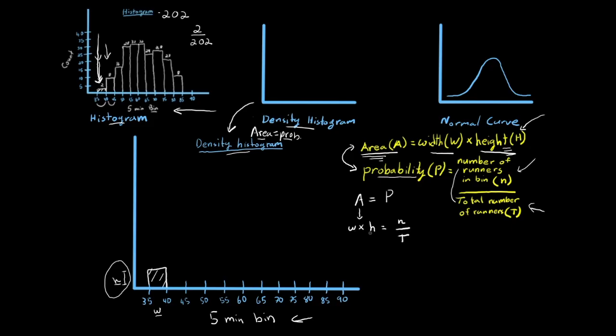And now we just have to isolate for height. And to do that, we just have to multiply both sides by 1 over w.